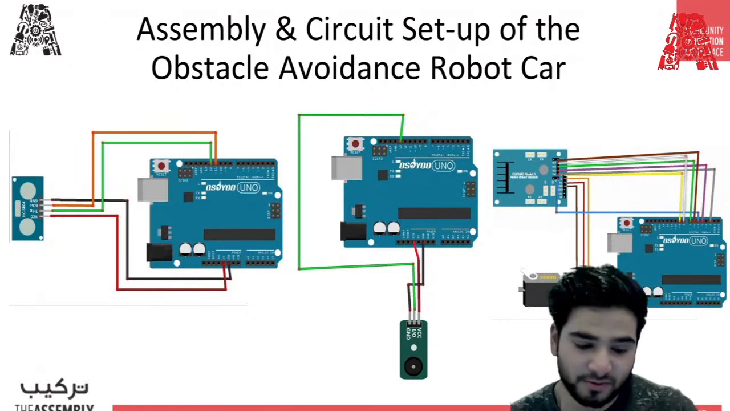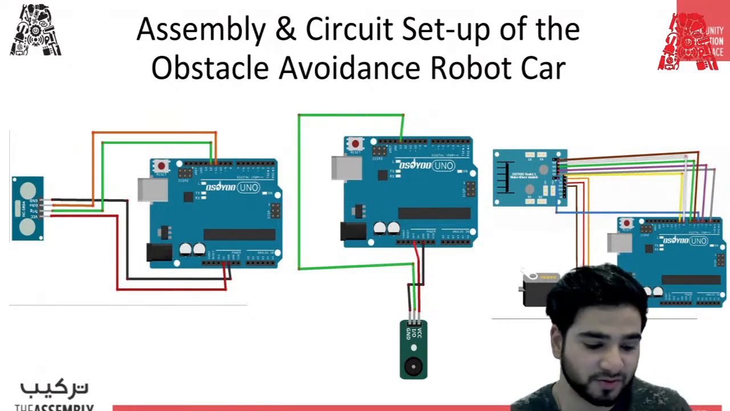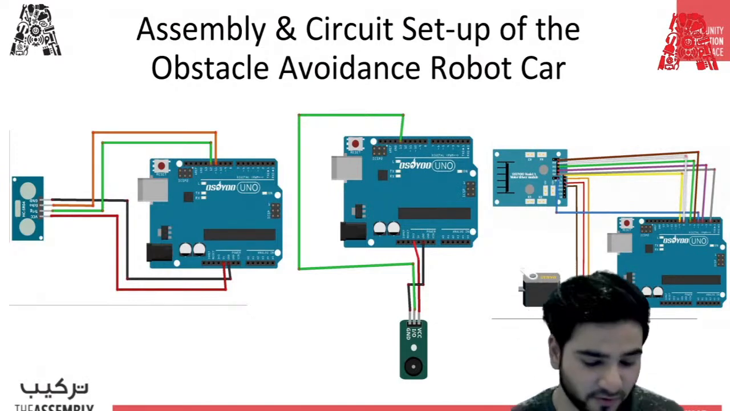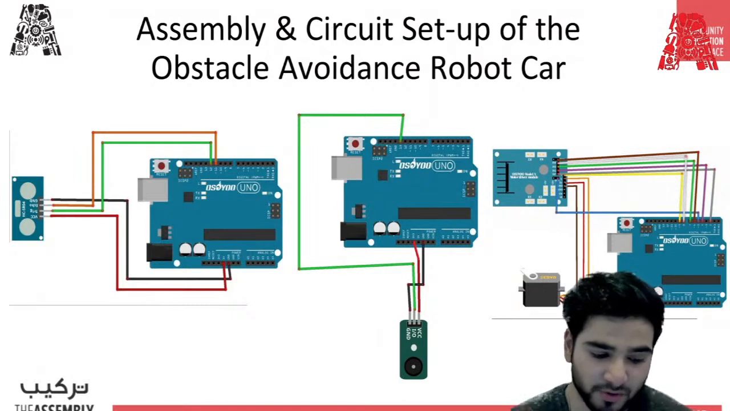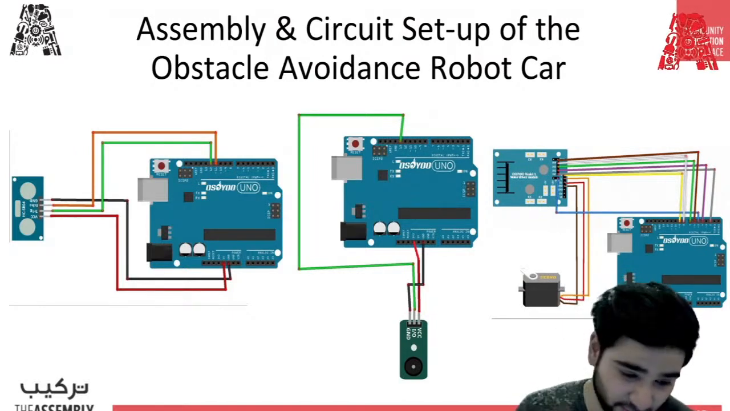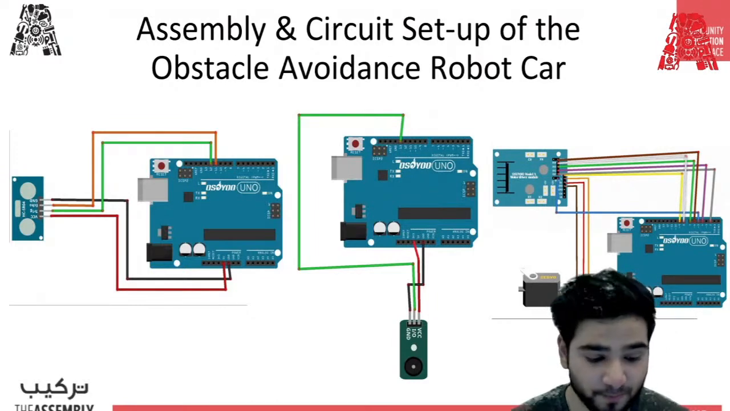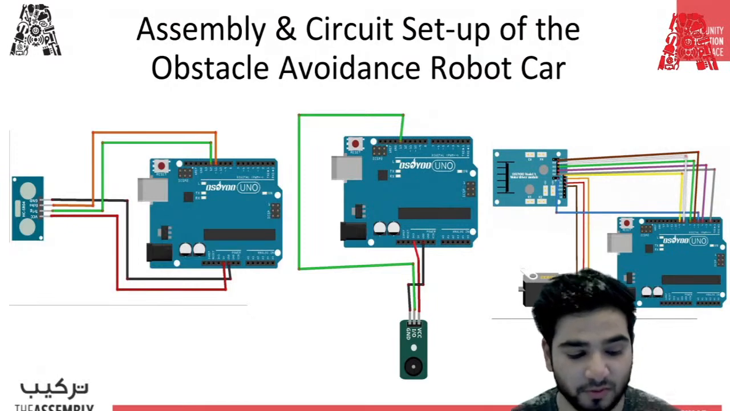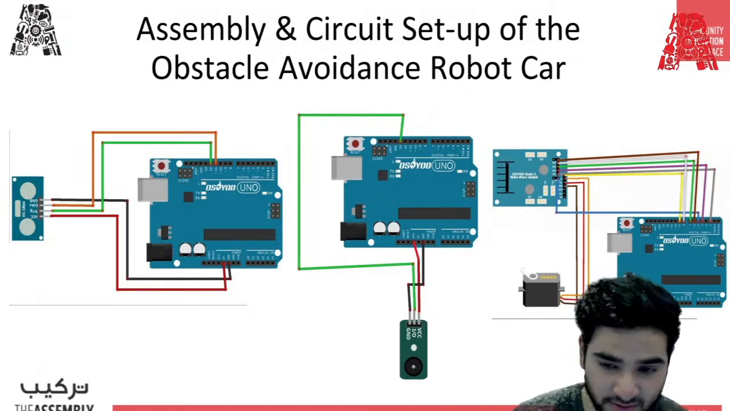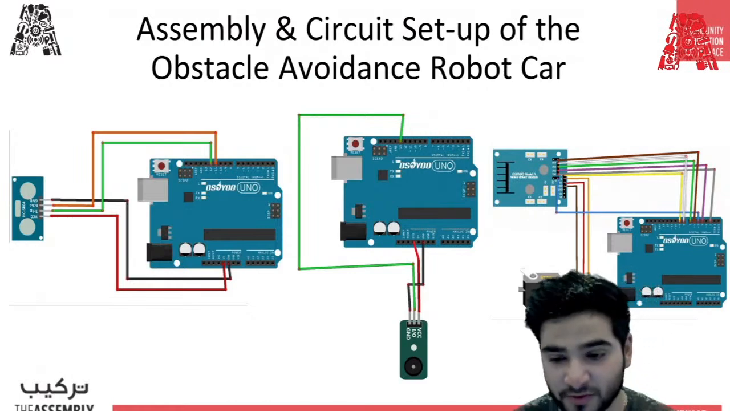Then there is a buzzer to produce sounds. So the buzzer's connections are very simple. Ground is going to be connected to ground of Arduino. 3.3 volts is going to be connected to the VCC of the buzzer on Arduino, and 13 is going to be connected to an input-output pin of the Arduino. And now these are the connections between the motor driver and the Arduino.